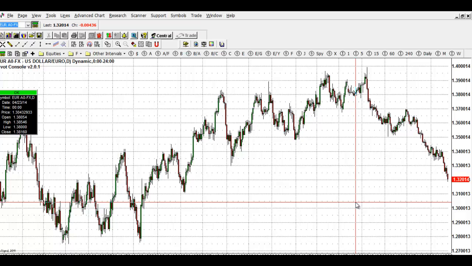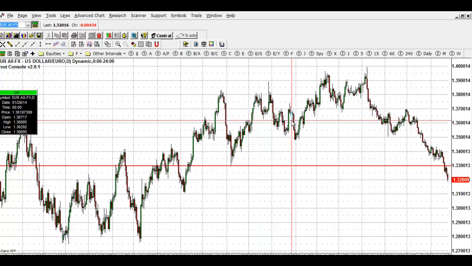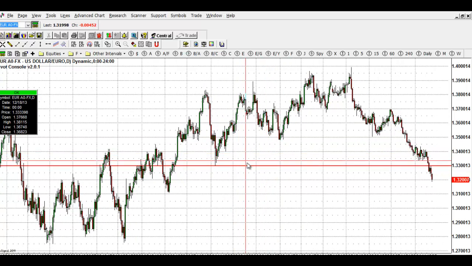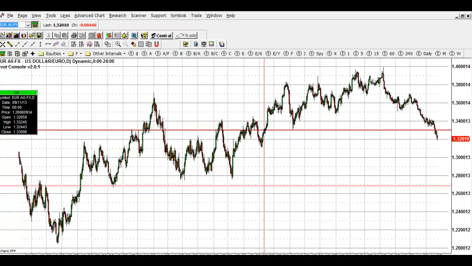Okay, we're looking at the euro versus US dollar on the daily chart. In my last update, I spoke about the critical area around 133, drawn by this red horizontal line here. The market last week did close below this 133 swing low, and we are definitely in a bearish mode on the euro versus the US dollar.